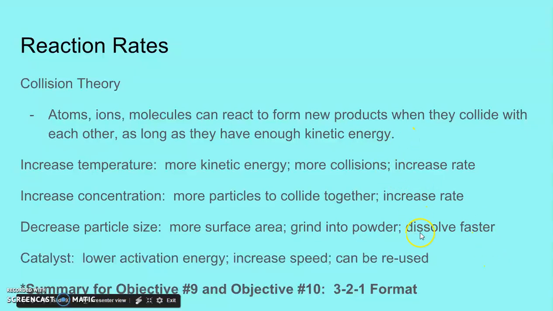We're going to do these in the lab, and we're going to see if we can get reactions to go faster using this collision theory idea that if we allow them to collide more, we get faster reaction rates. So the summary for objectives 9 and 10 is a 3-2-1 format. And like I said, you're going to see the hands-on applications of this in a lab.